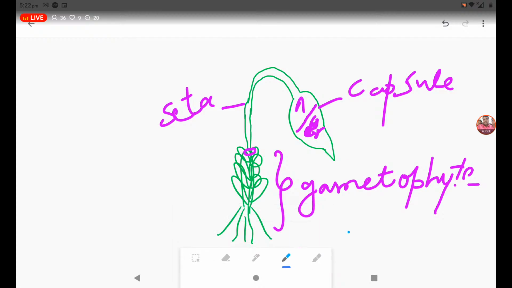Okay. So above this part, reductional division takes place. Sorry, meiosis can be reductional division. Meiosis takes place, and it forms haploid spores.